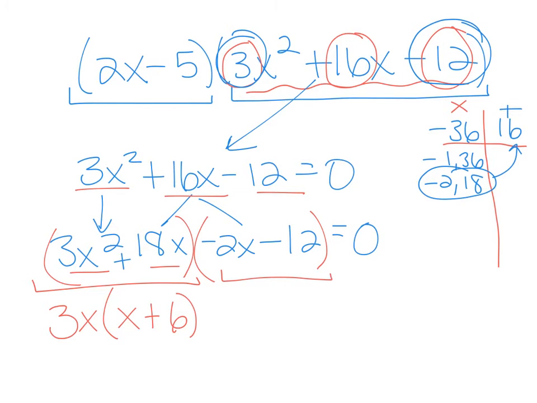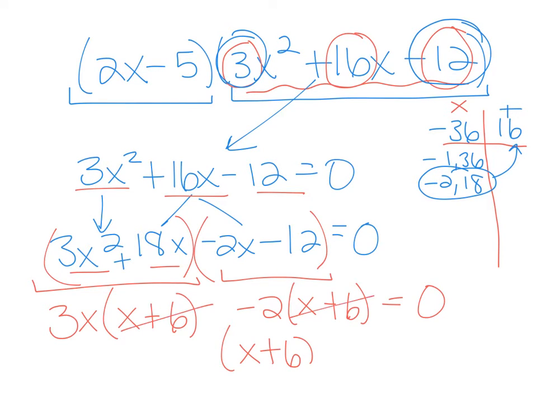And if I factor out a common factor in group 2, my common factor is -2, which leaves me with x plus 6. And if you look at the two groups and compare them, our common factor is x plus 6. And if I cross off my common factor, that leaves me with 3x minus 2 left over. And remember that 2x minus 5, our divisor, was also a factor because our remainder was 0.